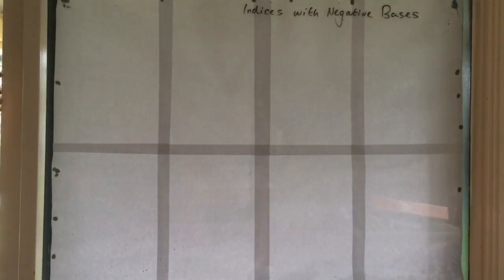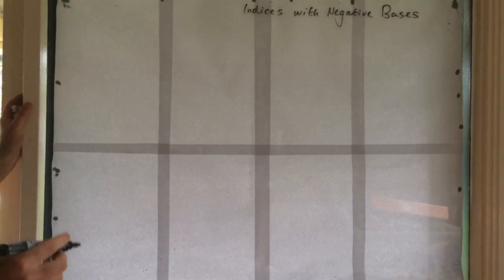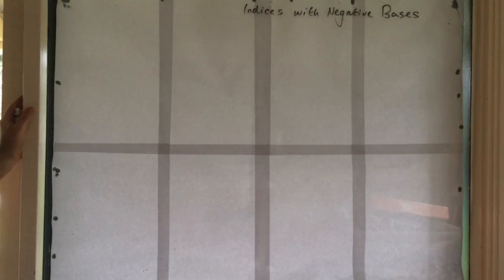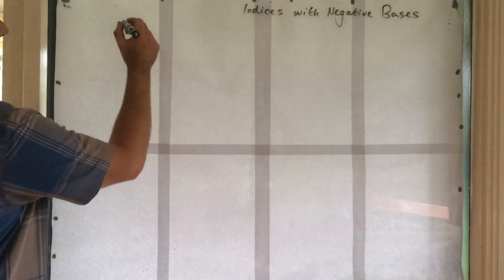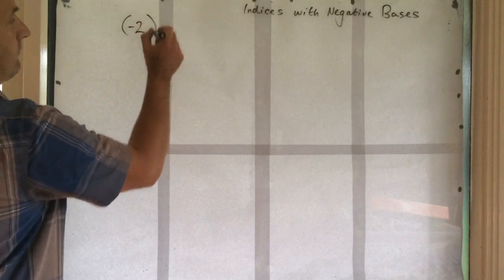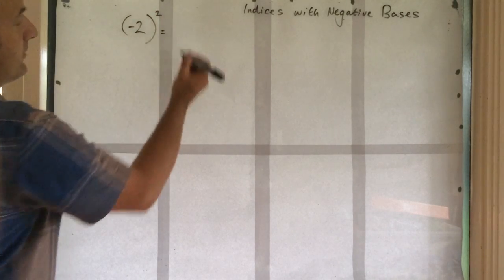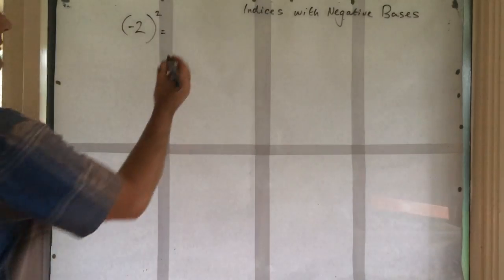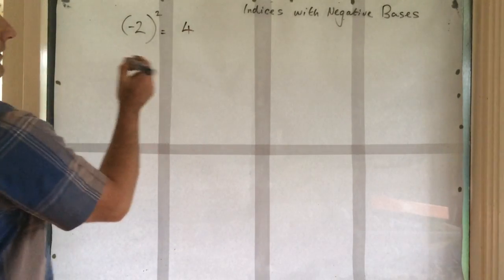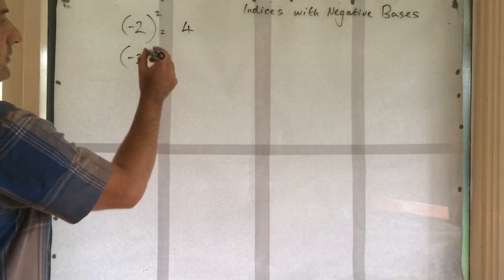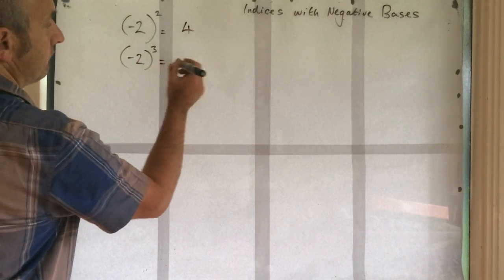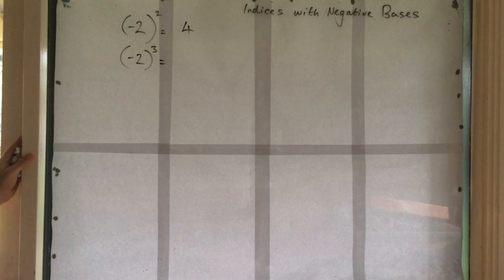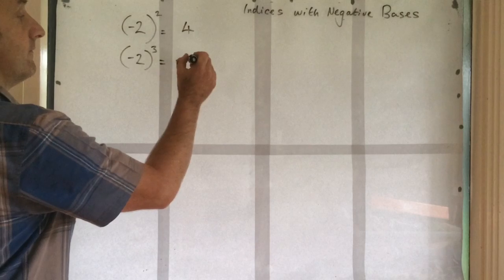Okay, last little bit of our extension material for indices. I just want to talk about this. If I say negative 2 squared, I'm asking what is negative 2 times negative 2? So we get 4. Then what is negative 2 to the 3? Negative 2 times negative 2 is positive 4, times negative 2, which is negative 8.